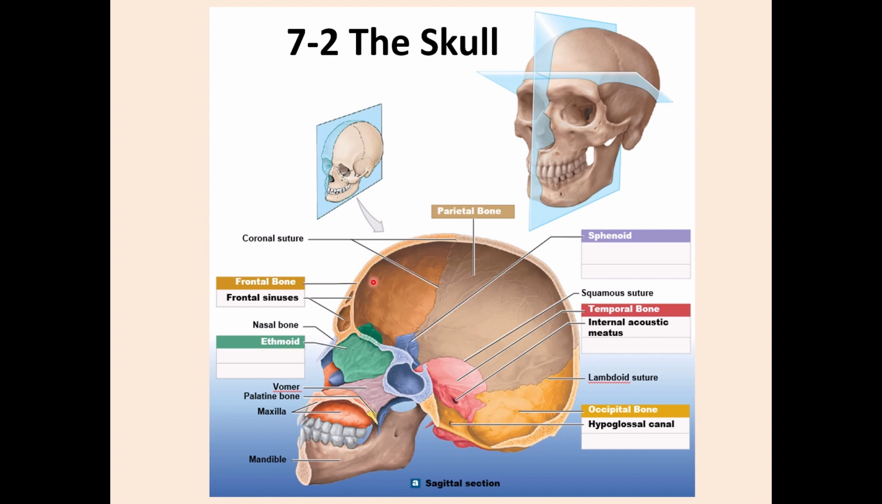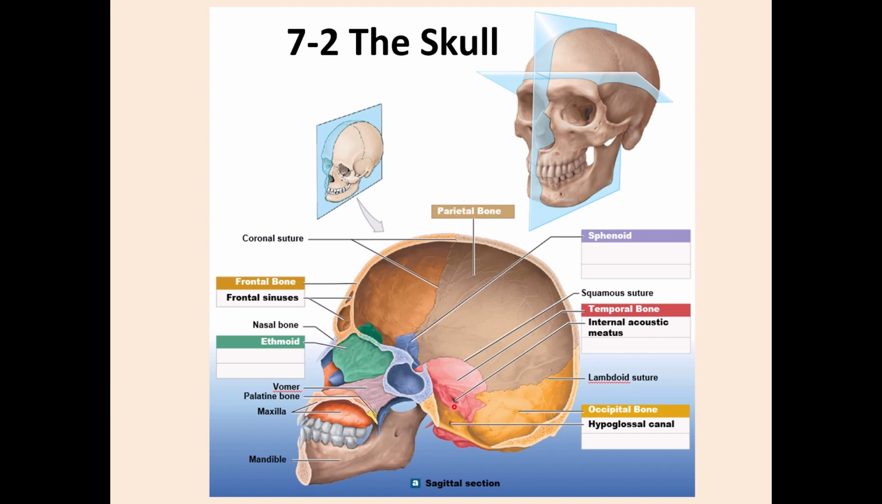Going back to the skull, you can see anteriorly this is the frontal bone, and that contains the frontal sinuses. That frontal bone is separated from the parietal bone by the coronal suture, and if you go all the way posteriorly, you have the occipital bone that is separated from the parietal bone by the lambdoid suture. This is the lambdoid suture.